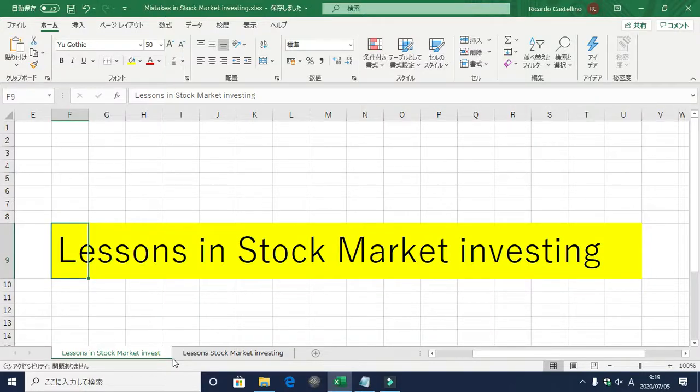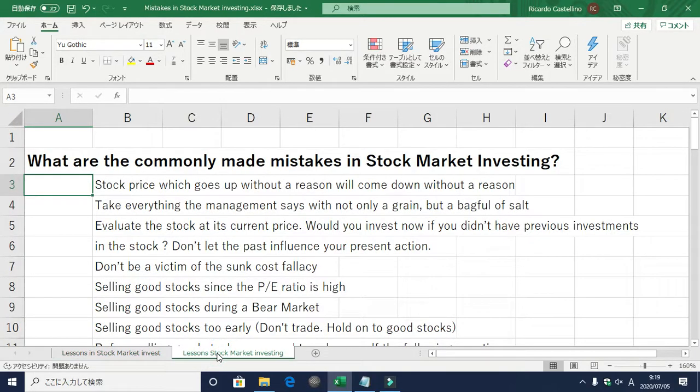What are the lessons one should learn in stock market investing? What are the commonly made mistakes in stock market investing? So let us get into the details.